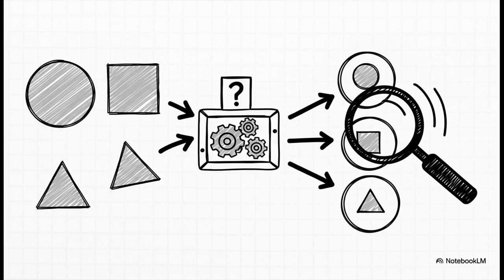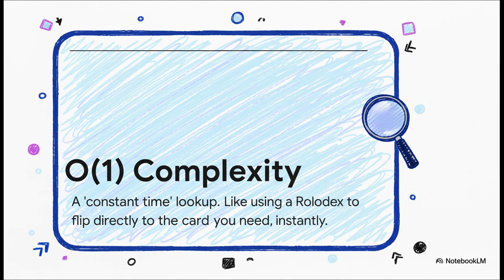So why is it so much faster? Because a set uses this really clever internal trick called hashing. Basically, it takes each item and figures out a unique address for it. So when you ask, hey, is this item in there? It doesn't search at all. It goes directly to that address to see if something's there. It's like magic. This is what's called O of 1 complexity, or constant time.